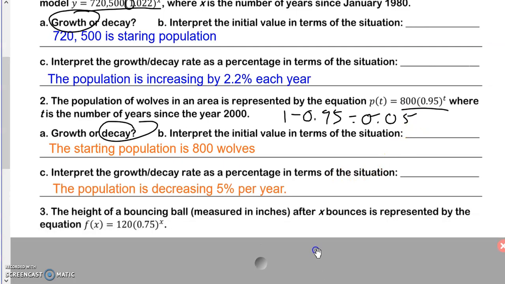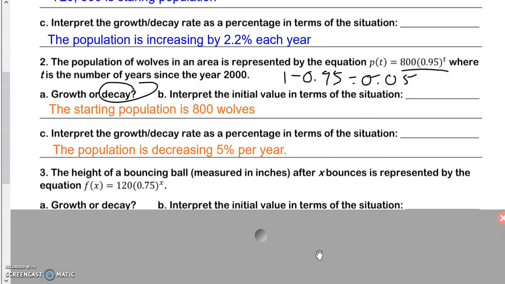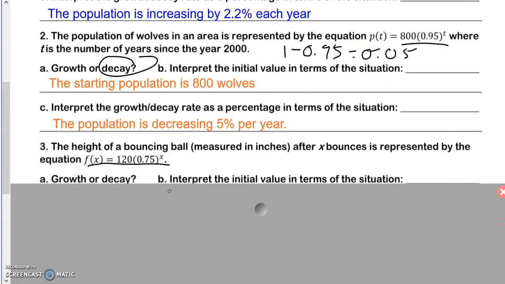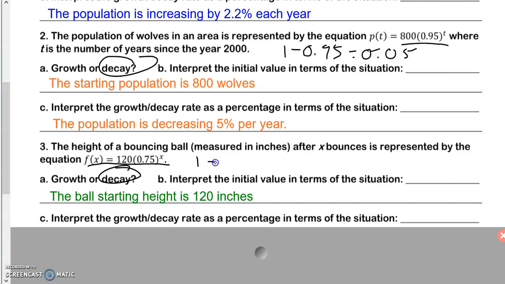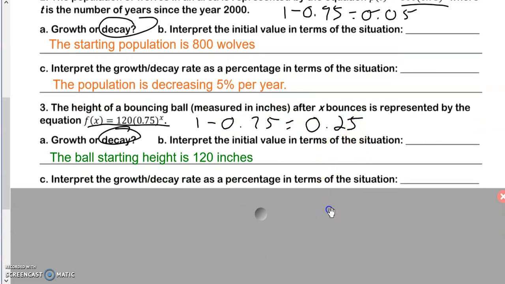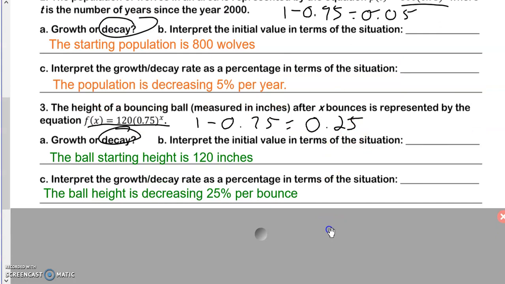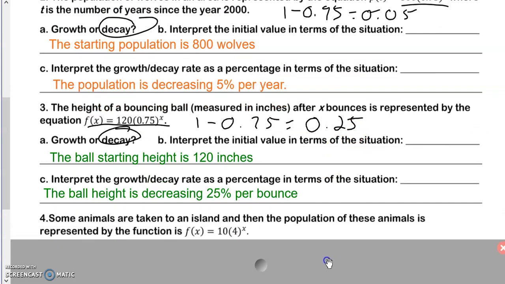It's decreasing by 5%. The height of the bouncing ball is measured in inches. After 8 bounces is represented by the equation. Here you go. Is it a growth or decay? Well, it's under 1, so we know it's a decay. And we need to figure out what the starting height of the ball is, 120 inches. And again, I'm going to do 1 minus 0.75, which is going to get me 0.25. I would multiply that by 100. So I know that my rate would be 25. So it's decreasing 25 per bounce.